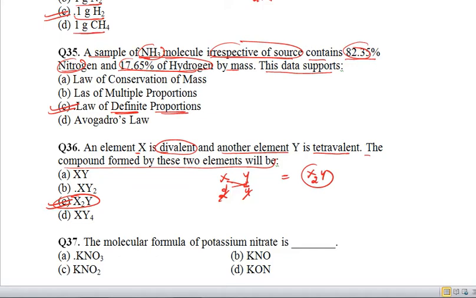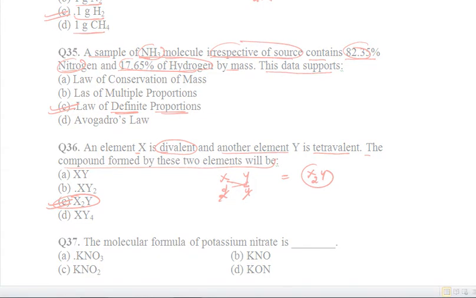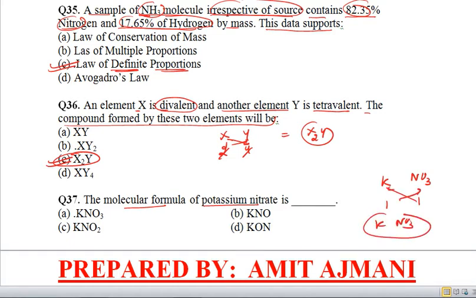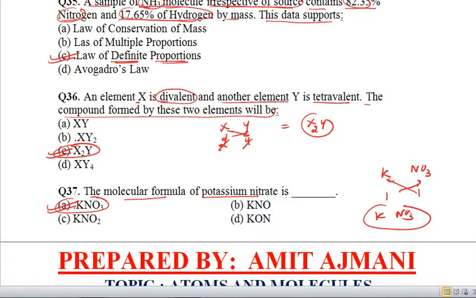Next question. The molecular formula of potassium nitrate is, we have to calculate the formula of potassium nitrate. Writing it, potassium, the symbol is K, nitrate, the symbol is NO3. Valency of potassium is 1, NO3 is 1, cross multiplying, we will simply get KNO3. So the formula is KNO3. This is potassium nitrate. Okay, A will be the right answer.